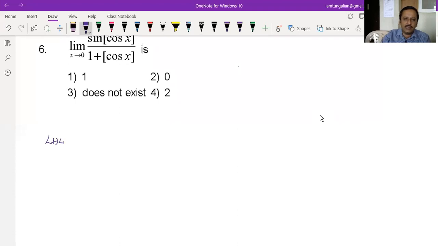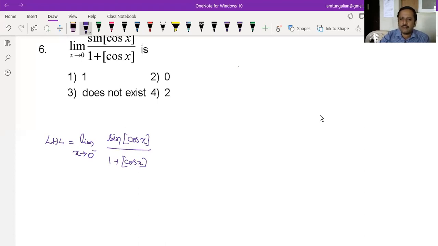Okay, so left hand limit, that's equal to limit x tends to 0 minus f of x. What is f of x? Sine of step of cos x divided by 1 plus step of cos x.